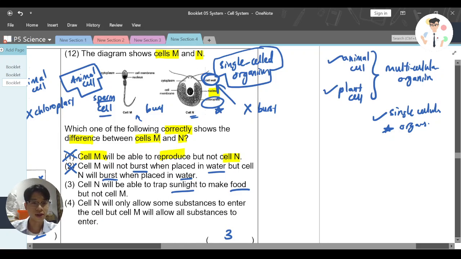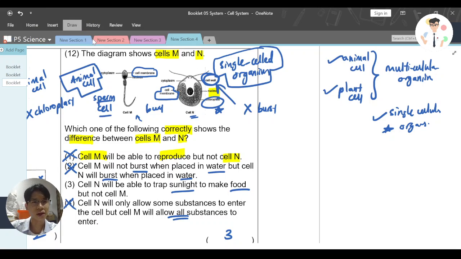Let's look at question number 4. Option number 4, cell N will only allow some substances to enter, but cell M will allow all substances to enter. Is it true? No, because we have a cell membrane that is responsible for allowing and controlling the movement in and out. Okay, so this is wrong.